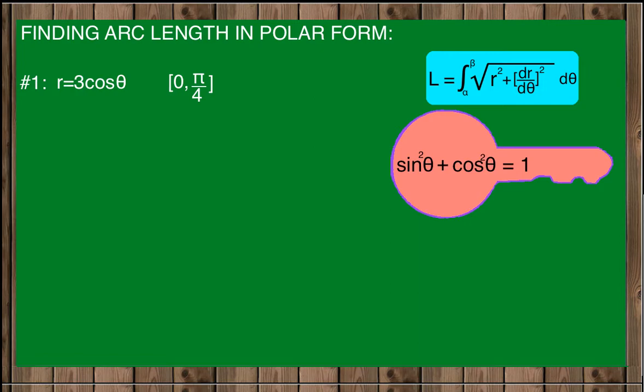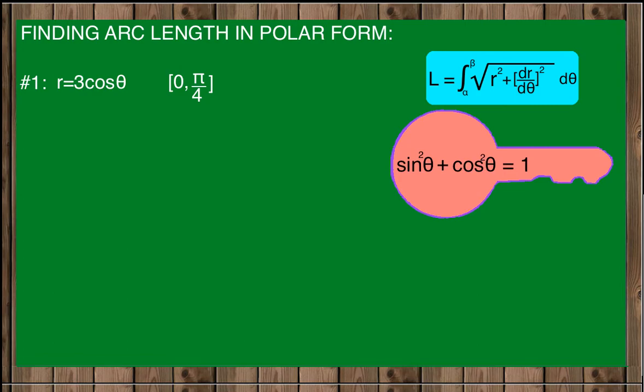Hello everybody. In this video series, we're going to calculate arc length in polar form. Our formula to find arc length in polar form is integration from alpha to beta square root of r squared plus dr d theta squared. Here r is our radius and dr d theta is the derivative of the radius.